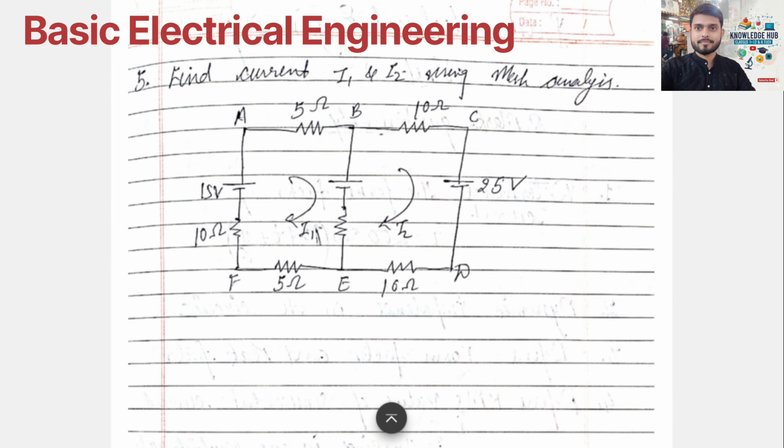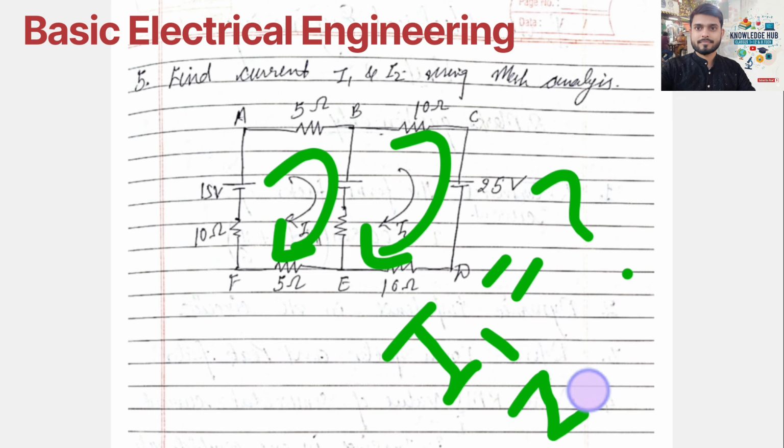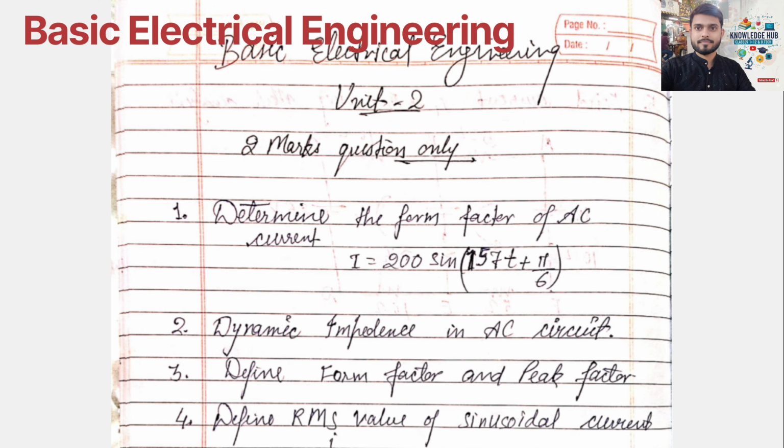Now the fifth question is: find the currents I1 and I2 using mesh analysis. This is I1, this is I2. Using this circuit, check I1 and I2.